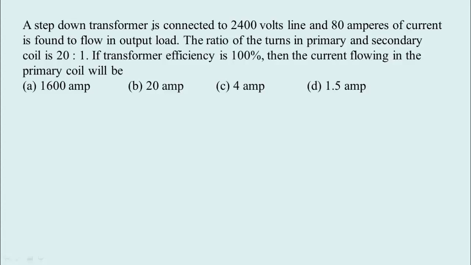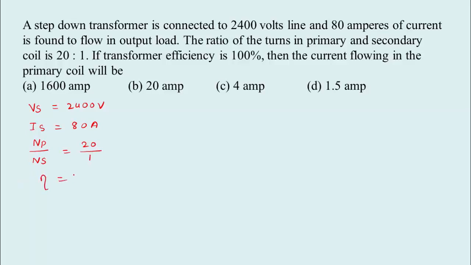This is a step-down transformer, which means high voltage is converted into low voltage. So we will get output in the secondary coil, right? First we can take the givens from the problem. Voltage across secondary is 2400 volt and it has a current of 80 ampere. The ratio of primary to secondary, NP by NS, is 20:1, that is 20 divided by 1.